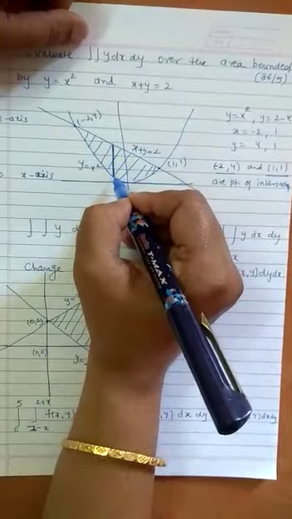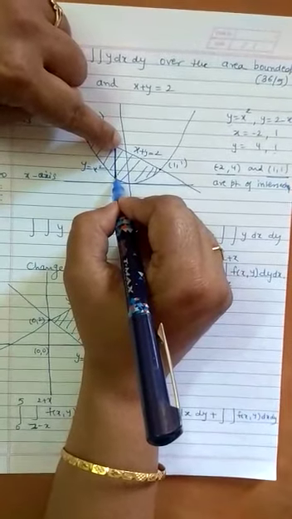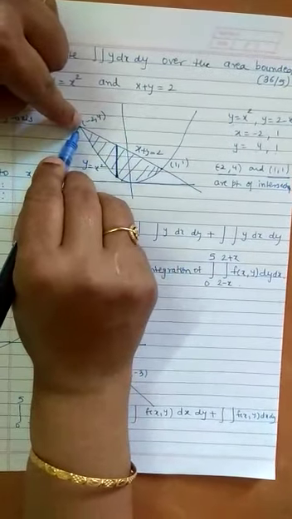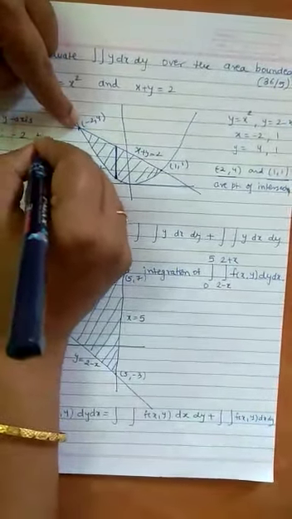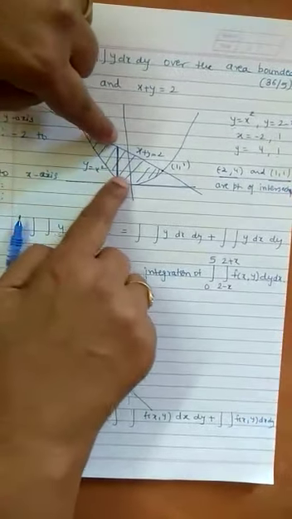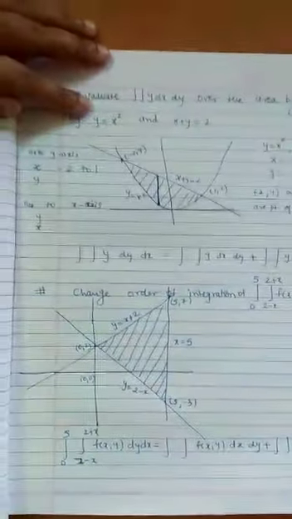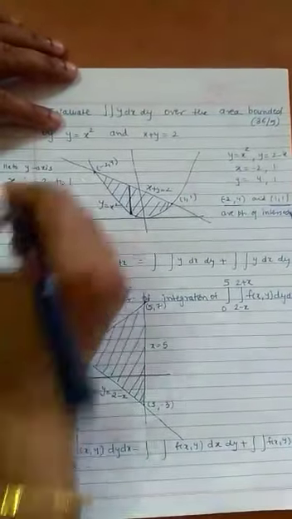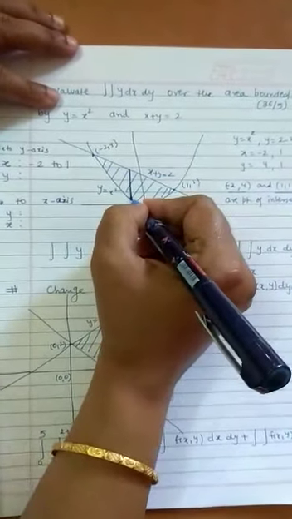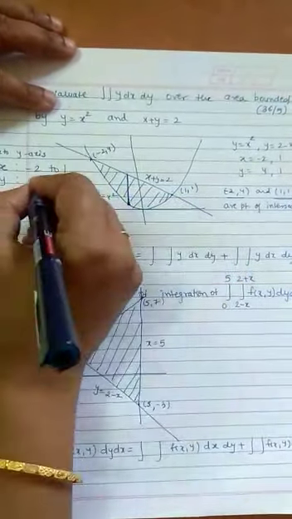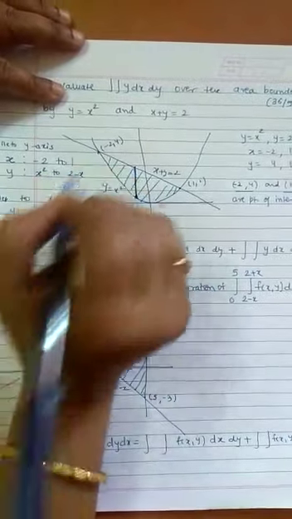Now I have taken my strip parallel to y-axis. I am moving my strip from left to right for getting the limits of x. When I am at this point, my x is minus 2. So my x will be varying from minus 2 to, at this point, 1. So minus 2 to 1. Now for getting the value of y, I keep this strip fixed. The lower end of this strip is at y equal to x square, and the upper end of this strip is at y equal to 2 minus x.